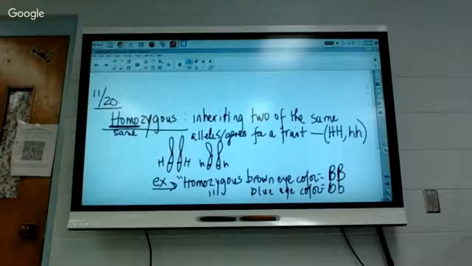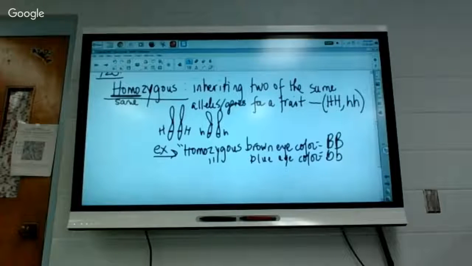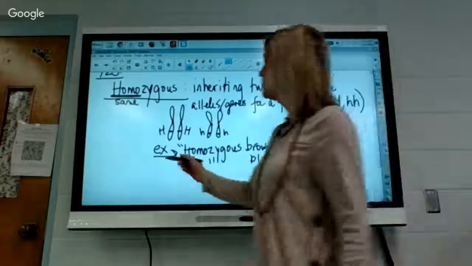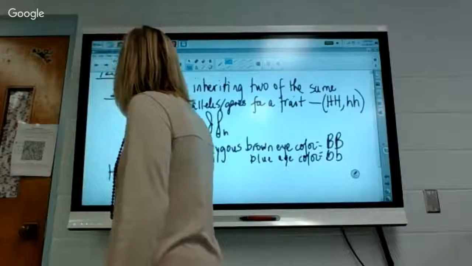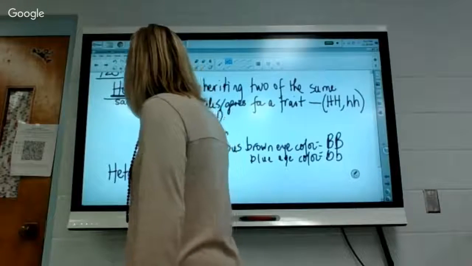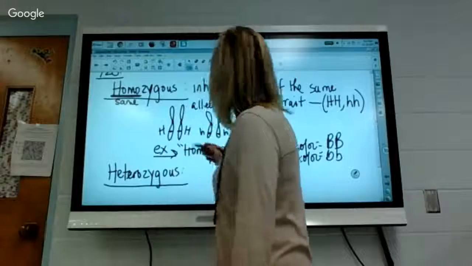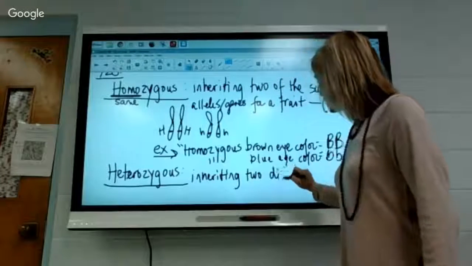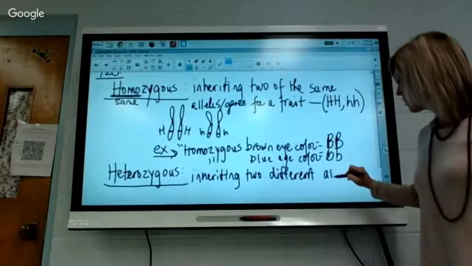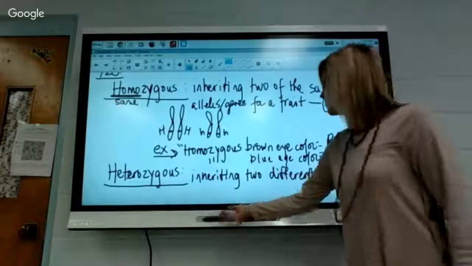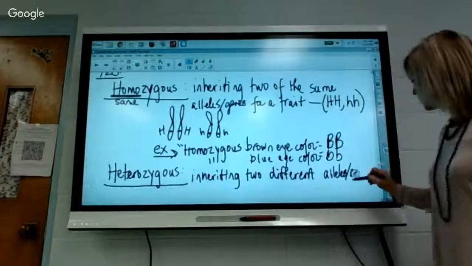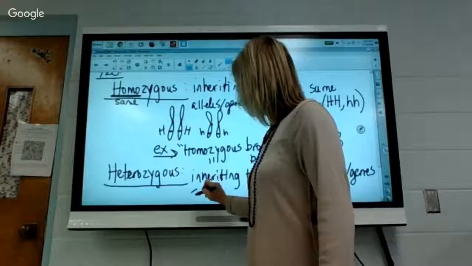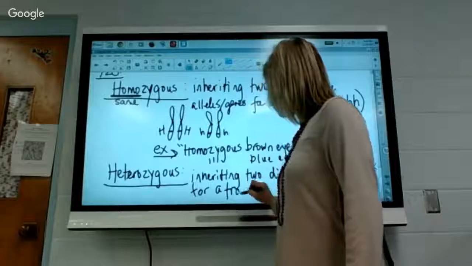Okay. All right, so what does hetero mean? If homo means same, what does hetero mean? Heterozygous. So you have 2 different alleles for a trait. Okay. So inheriting 2 different alleles or genes for a trait.